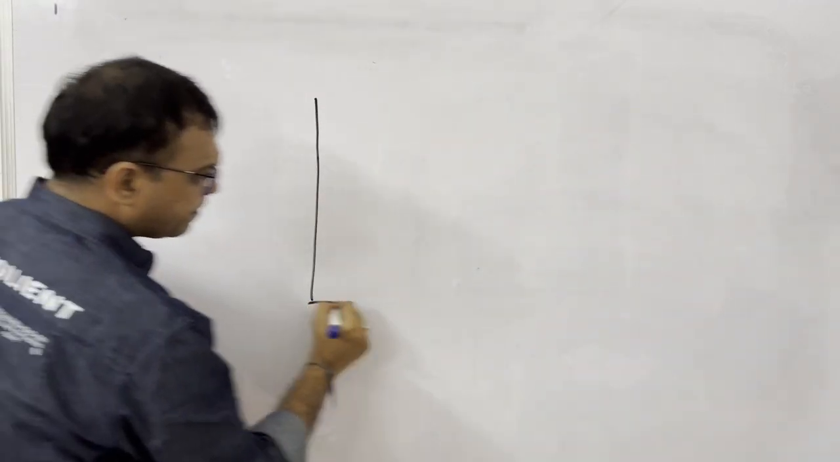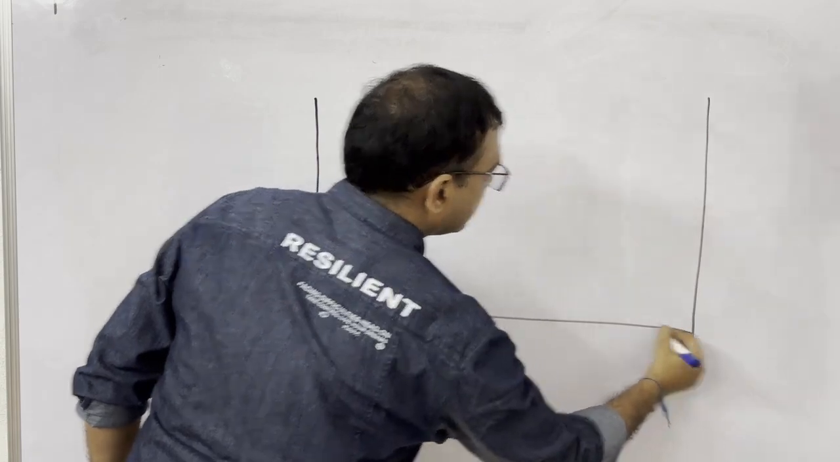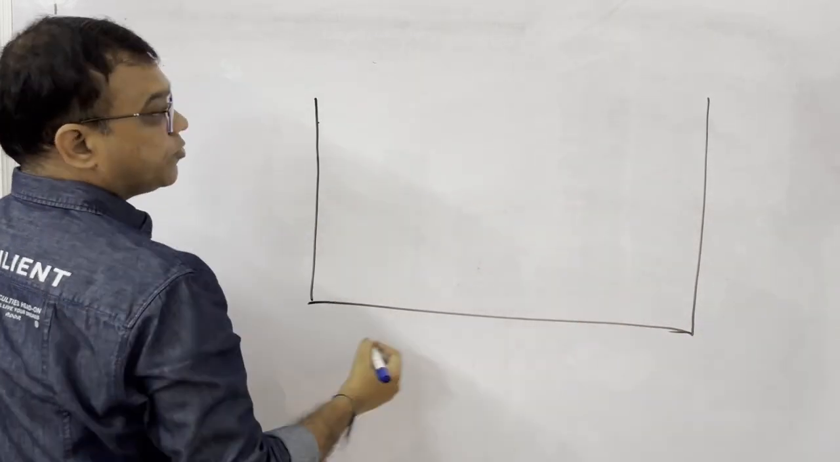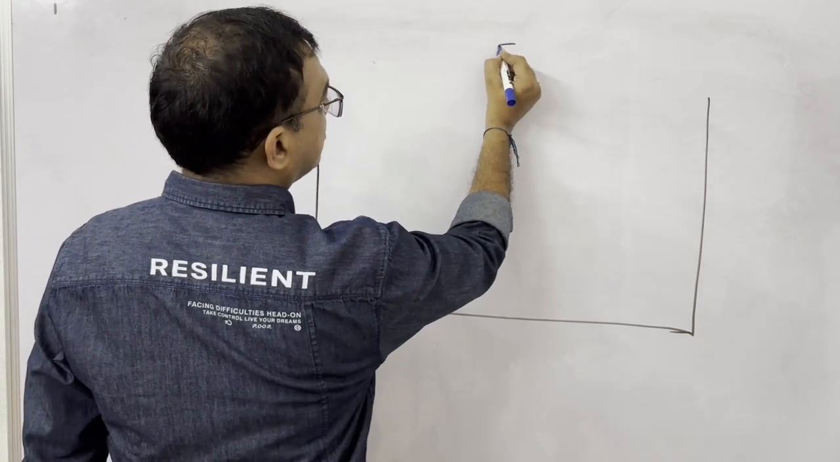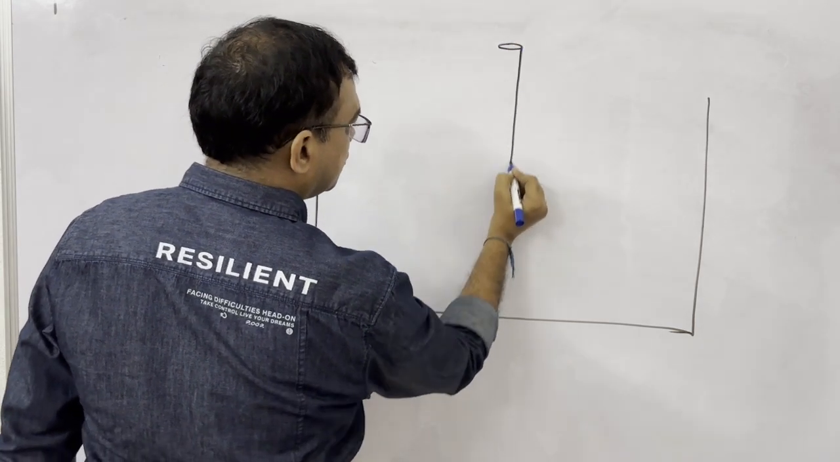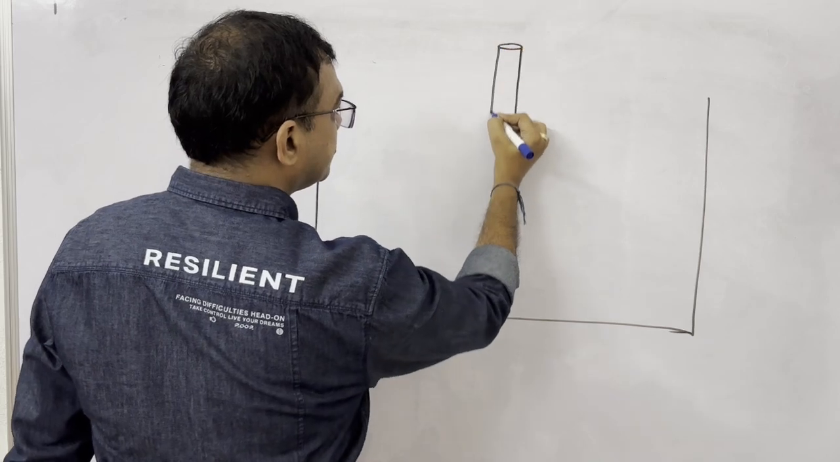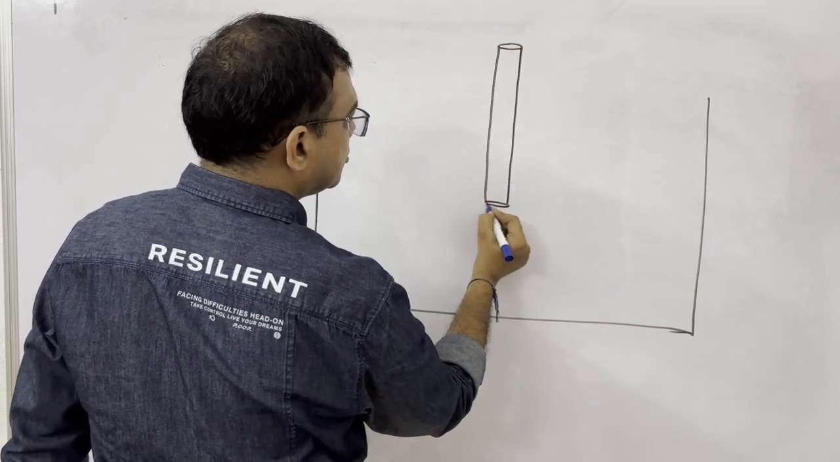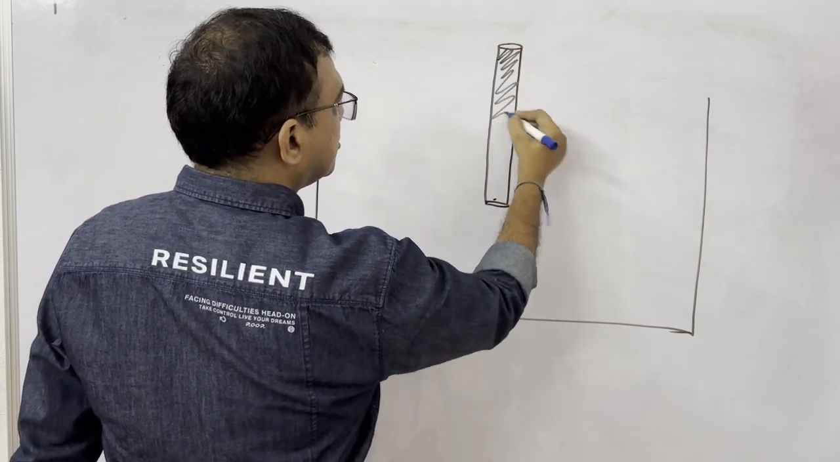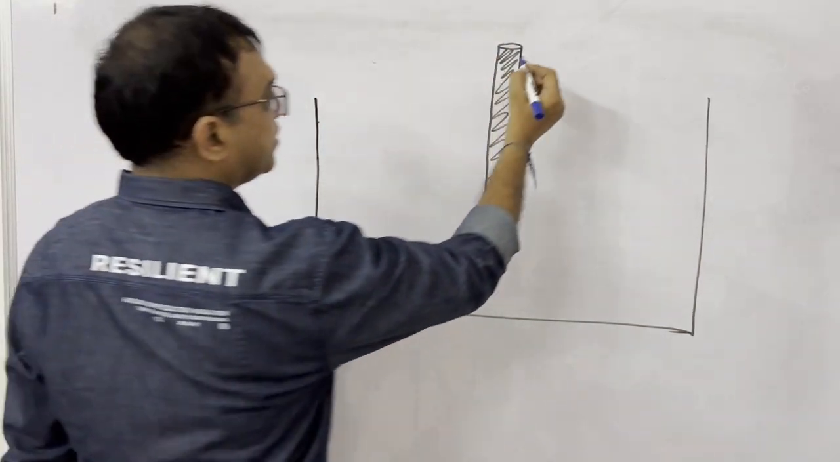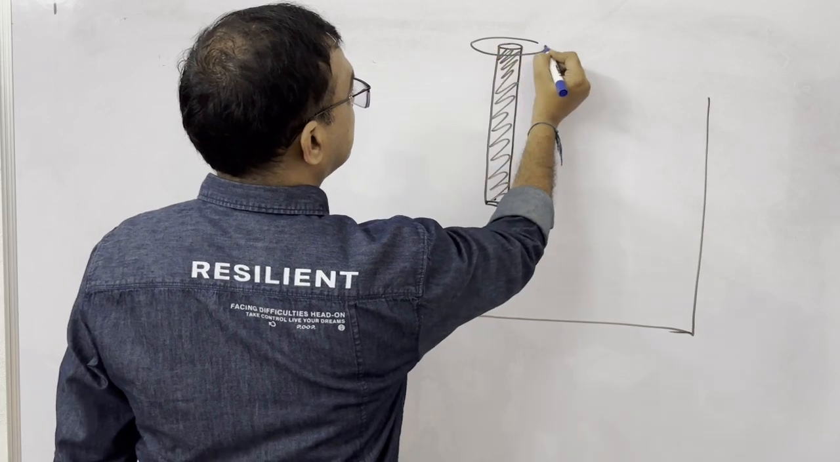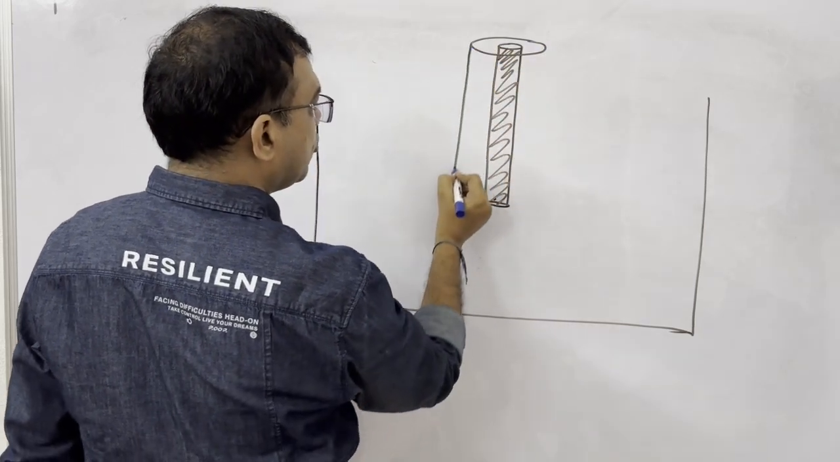Let us take a similar type of thing. Liquid is there, and in this we have one solid tube. This is a solid tube. No liquid can move inside. It is a solid glass tube, you can say. And this is surrounded by a hollow tube.